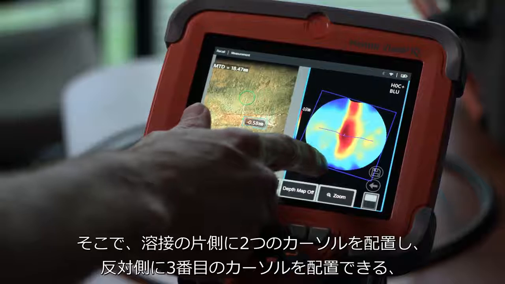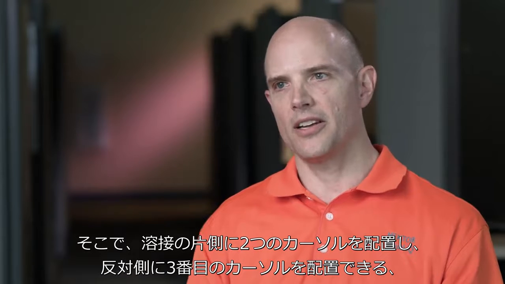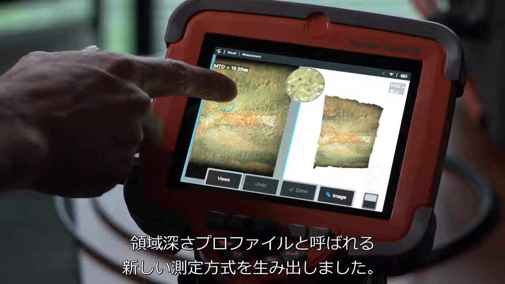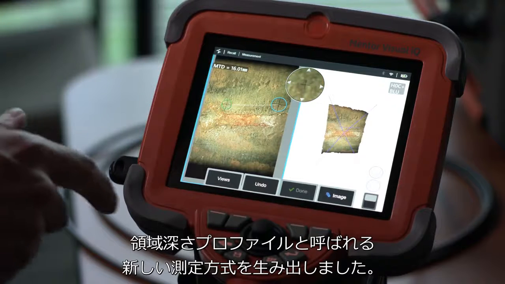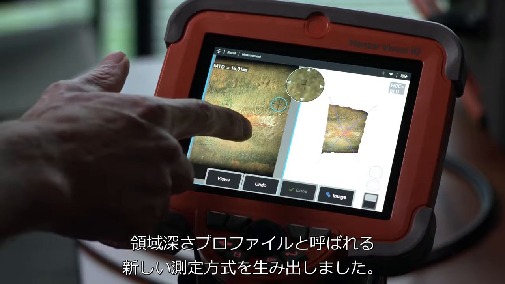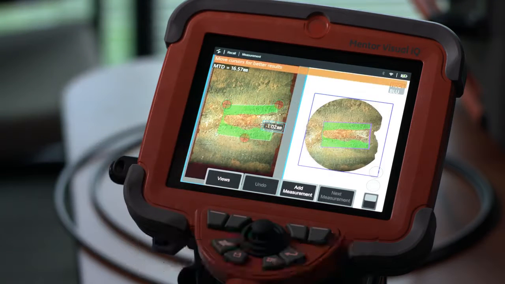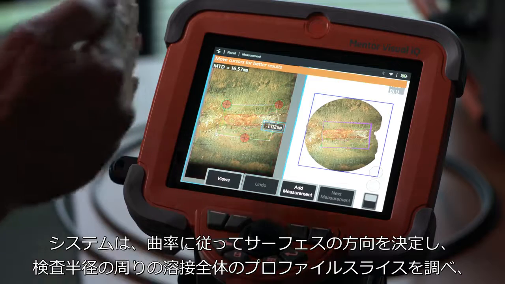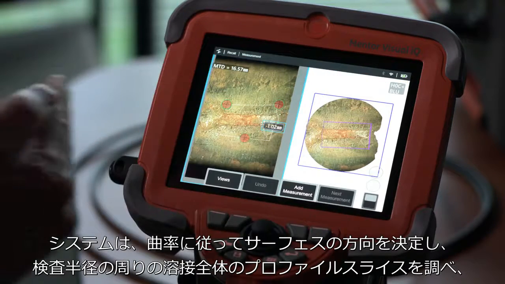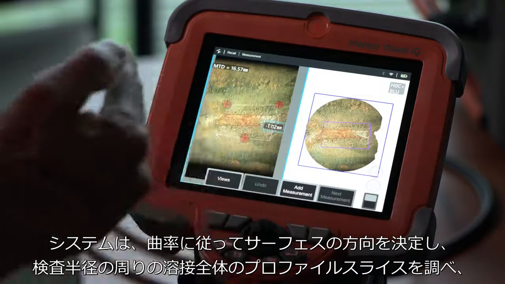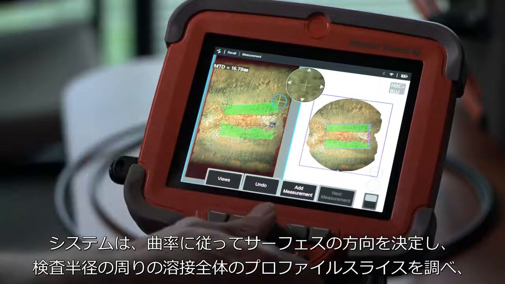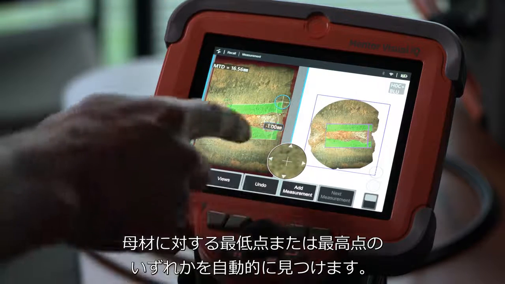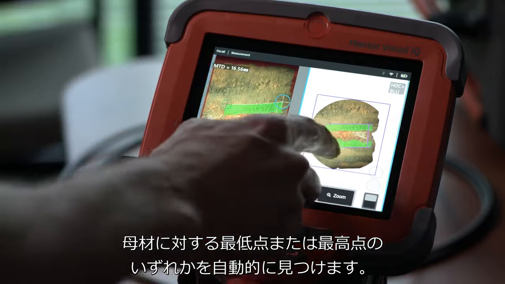And so we created a new measurement type we call area depth profile, where we're able to place two cursors on one side of the weld and a third cursor on the opposite side. And the system will determine the surface orientation following the curvature, and it'll look at profile slices across the weld around the radius of inspection.